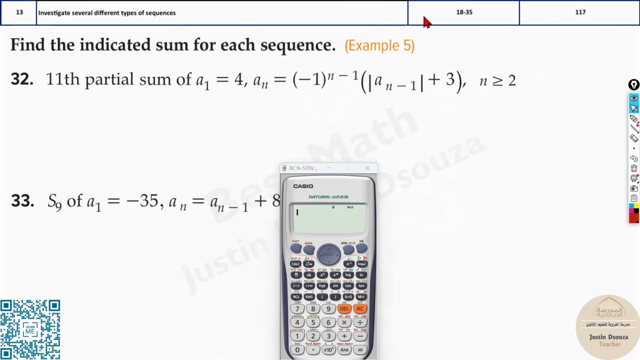Let me do that over here. Here there is n as well as n minus 1. So this is a recursive formula. You need to know the previous term. What is this modulus symbol? That means whatever the sign is inside, you just have to take the positive sign.